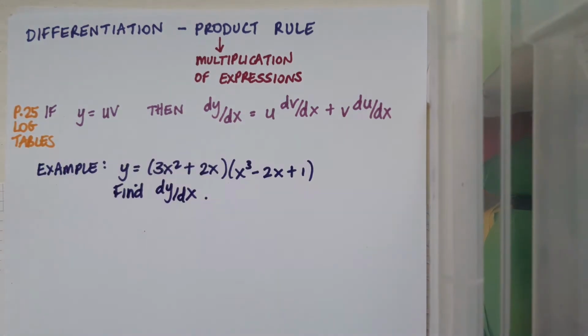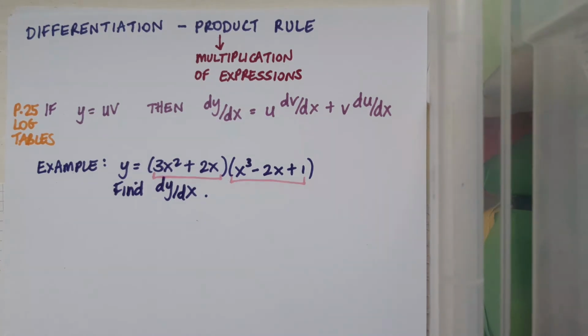So here's an example. y is given to us as 3x squared plus 2x times x cubed minus 2x plus 1, and we want to find dy/dx. So of course the first thing is that I need to recognise that it's product rule. And that's not difficult to do because I've got two sets of brackets here that are clearly multiplying together. So these two brackets are a product, and I'm going to call the first one u and the second one v, and then I'll differentiate and fill into my formula.